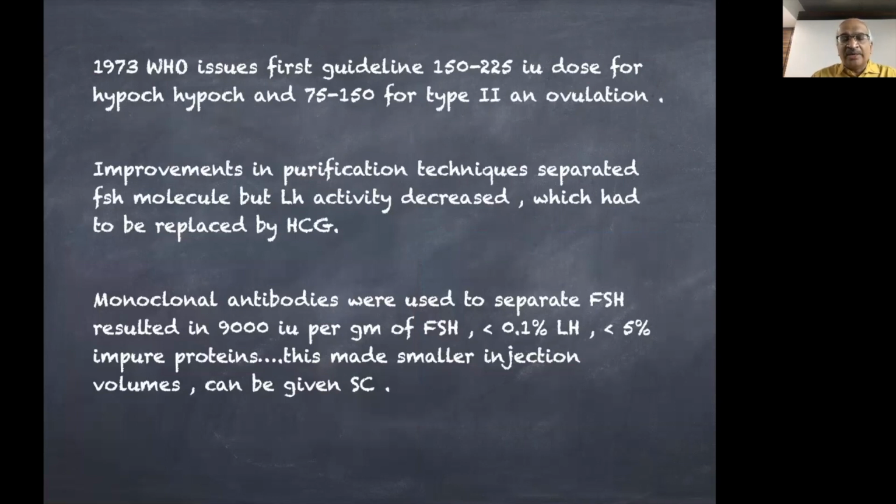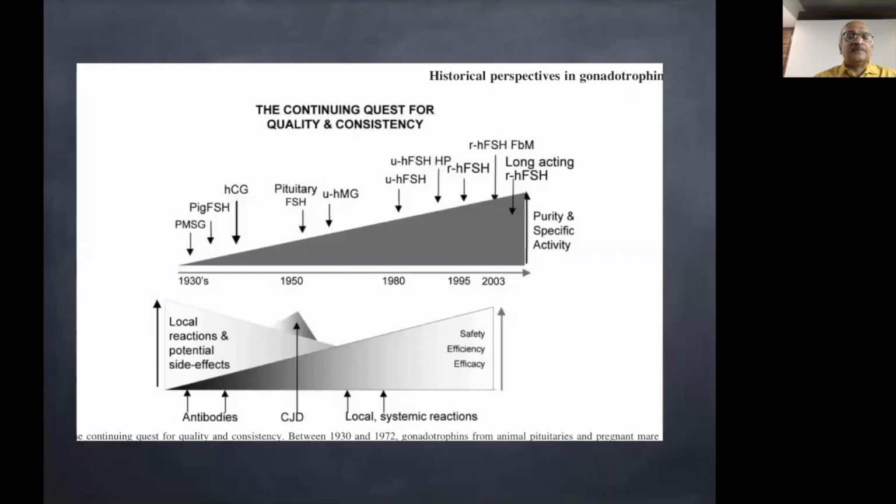Later, monoclonal antibodies were used to separate the FSH. And the use of monoclonal antibodies and the chromatography done later resulted in highly purified FSH, about 9,000 IU per gram, and that was Metrodin, which had less than 0.1% of LH and less than 5% of impure proteins. And this also made the injection volume smaller, and these smaller injection volumes could be given even subcutaneously.